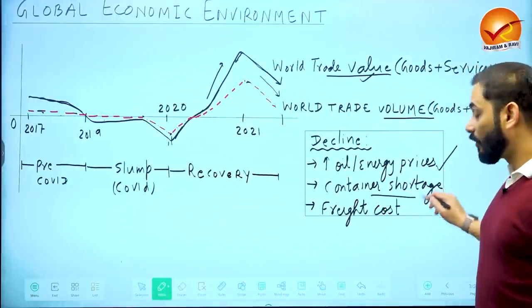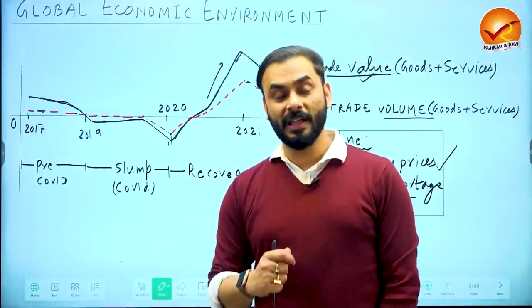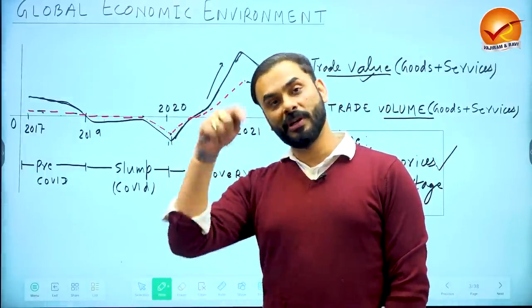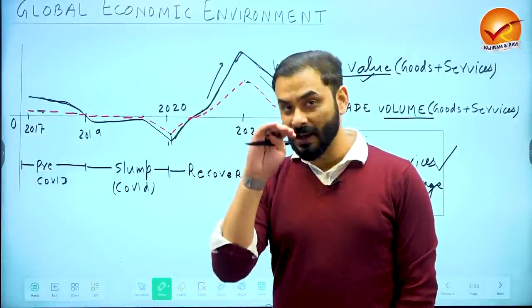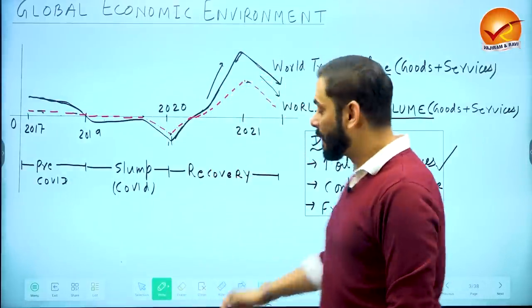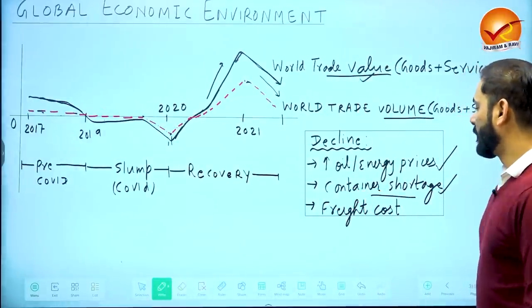Second is container shortage. So guys, when you export something, how do you export? Most of the time, you export using waterways, right? Ships. And what do you put in the ship? You put containers. So the production of containers during COVID came down. Because of it, the cost of containers increased a lot. So that is one of the reasons that world trade has taken a hit.